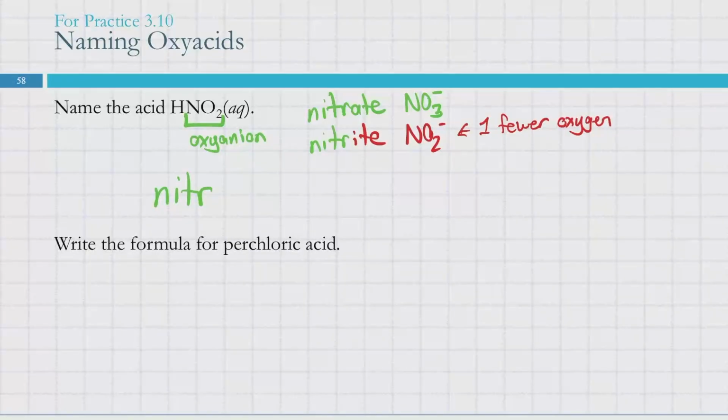So knowing that we've got nitrite, we start with the NITR, that's the base. We have to change the ite to something. What does the ite change to? Us. It changes to OUS. And then we add acid to the end. So this would be nitrous acid. Again, it's ate-ic, ite-ous.